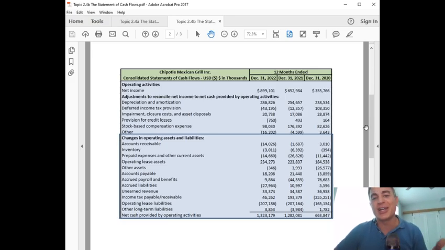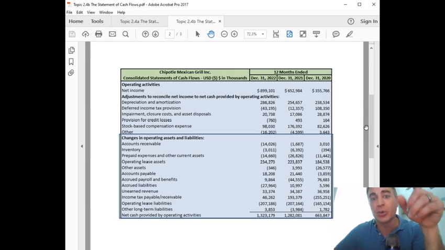More inventory translates on the statement of cash flows to less cash. So those amounts associated with inventory are saying that inventory keeps going up. Accounts receivable work the same way. Their accounts receivable is going up, and therefore it's going to translate to less cash. Prepaid expenses work the same way. As assets go up, that translates to less cash.